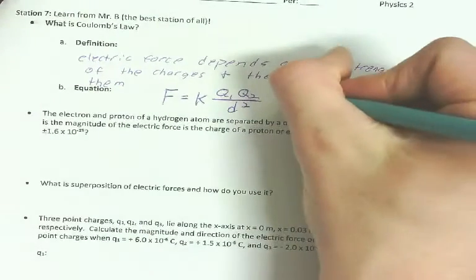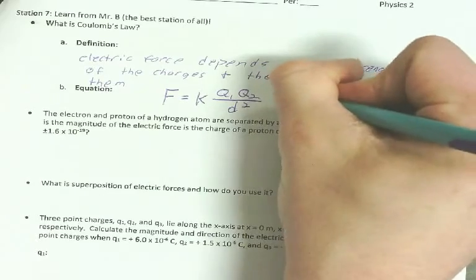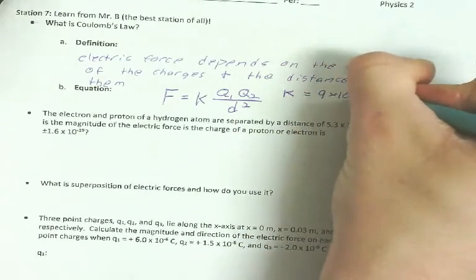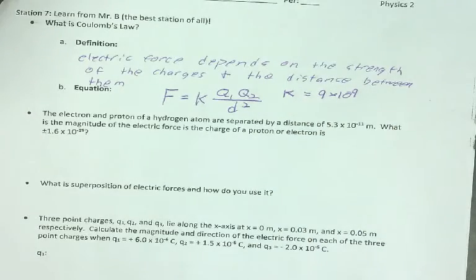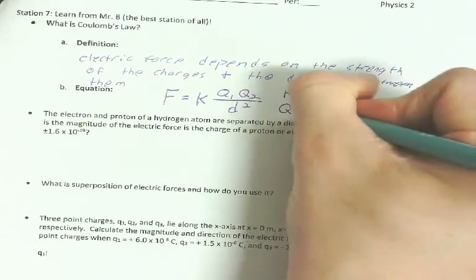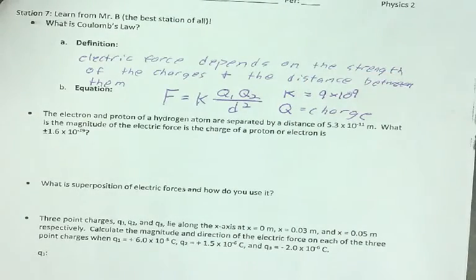F is force. I won't write that one down because that should be pretty clear. K is a constant. It's called Coulomb's constant. The value for K is 9 times 10 to the 9th power. Q is charge. So Q1 is charge 1, Q2 is charge 2. And D is the distance. I'm not going to write that one down just because that's straightforward. It's been the same all year.